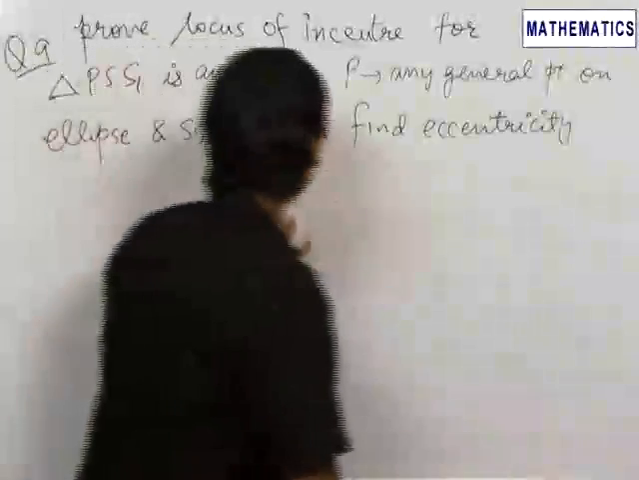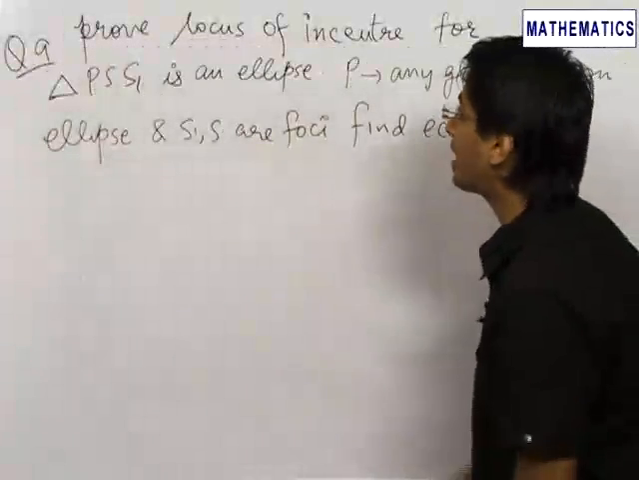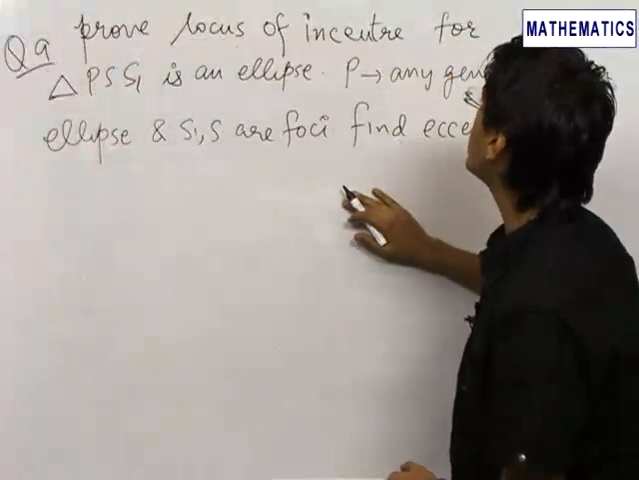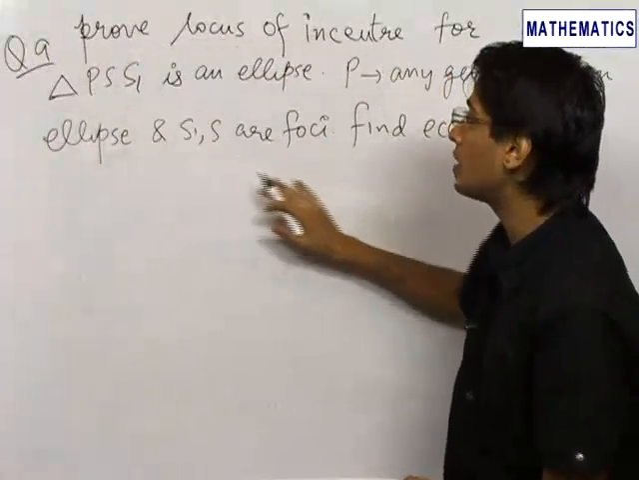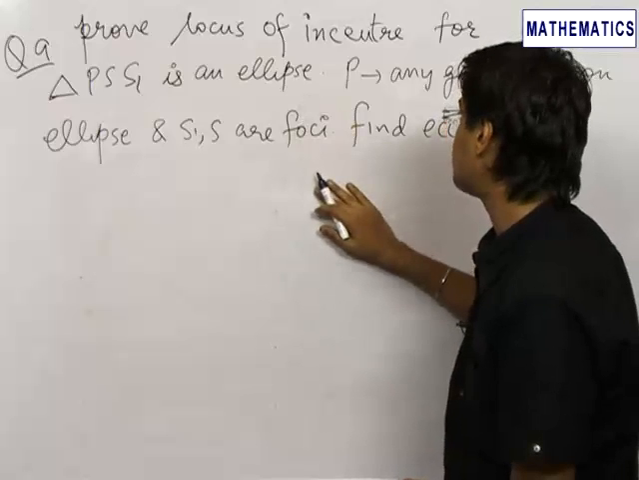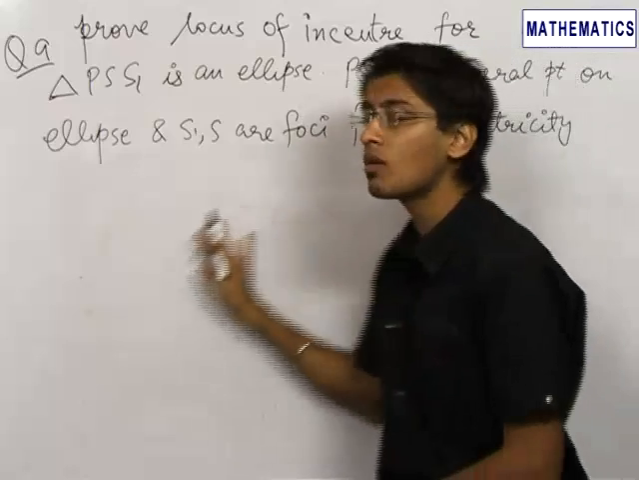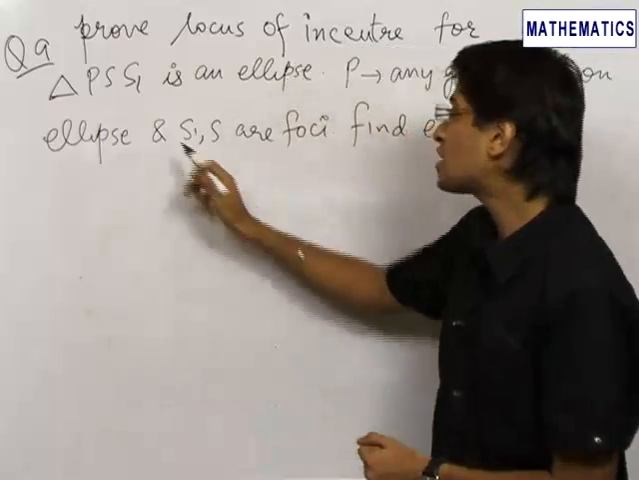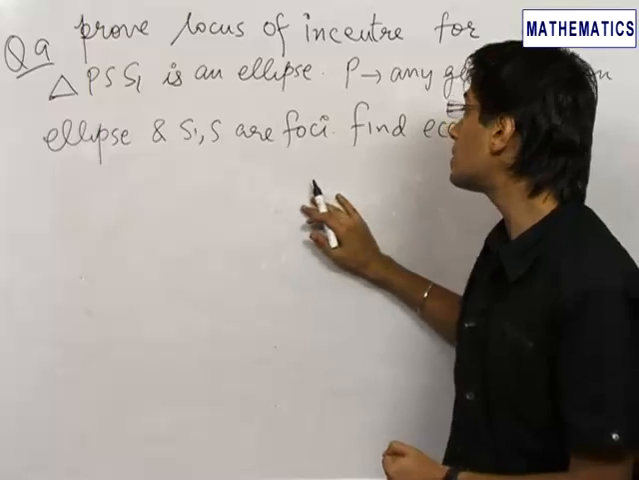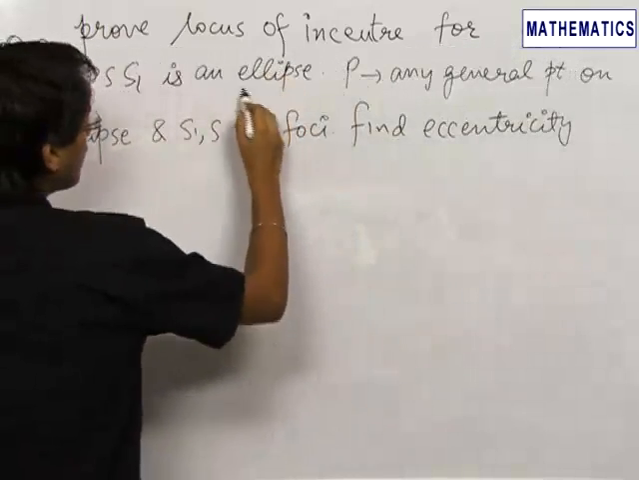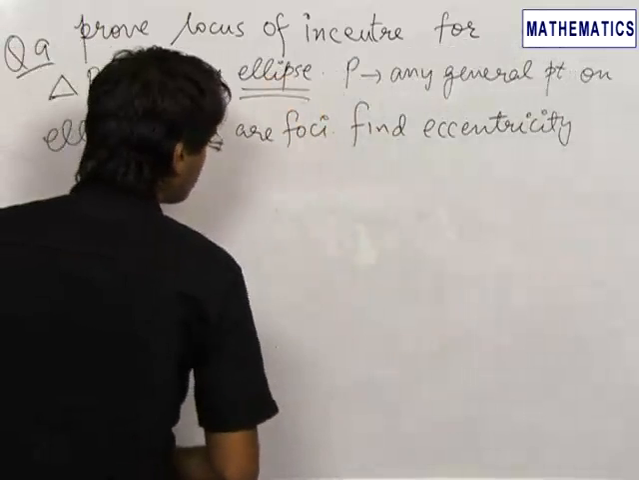So the next problem is a very good combination of a triangle and an ellipse. We need to prove that the locus of the incenter for the triangle PSS1 is an ellipse, where P is any general point on the ellipse x squared by a squared plus y squared by b squared equals 1, and S1 and S are the two foci of the ellipse. Also, we need to find the eccentricity of the ellipse that we have proved.